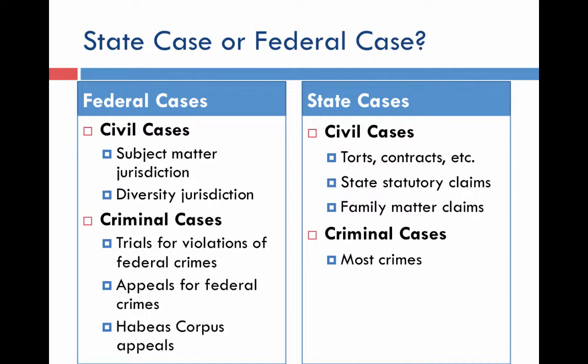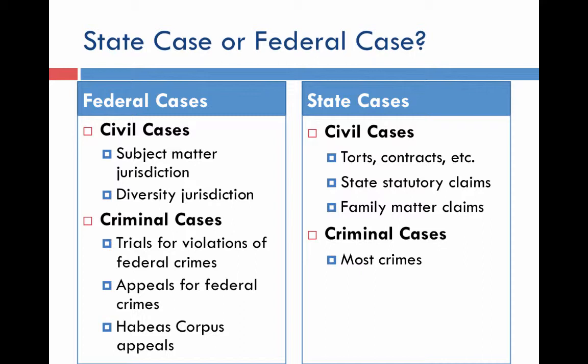On the criminal side, the only criminal actions that you will see in federal court are federal crimes. So counterfeiting money, mail fraud, tax evasion, terrorism, those are all federal crimes where you'll see those trials take place. You'll also have the appeals for the federal crimes as well.